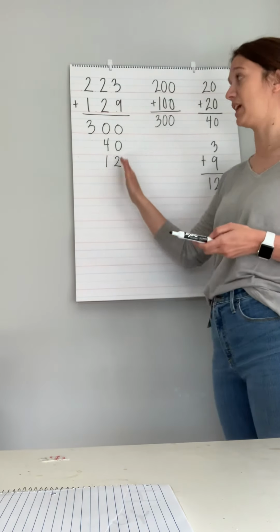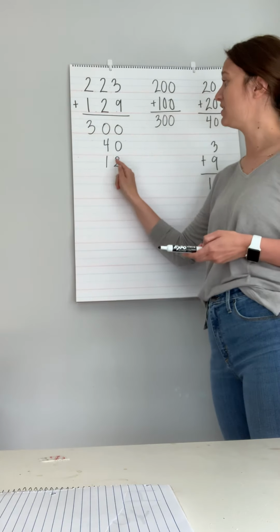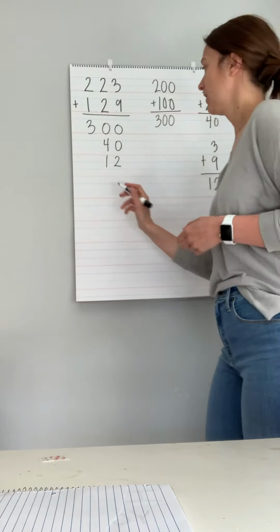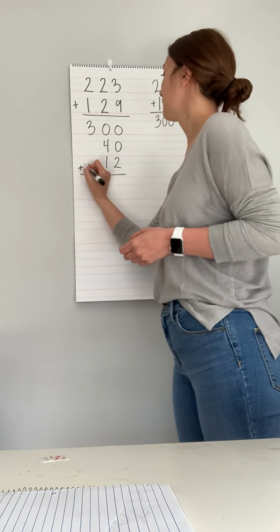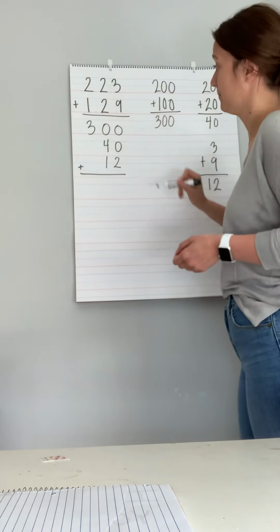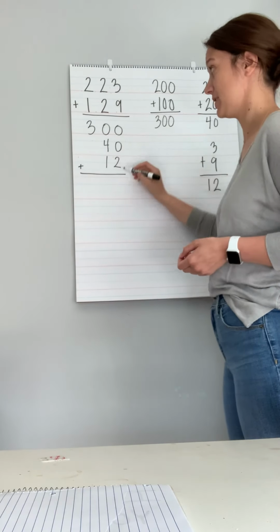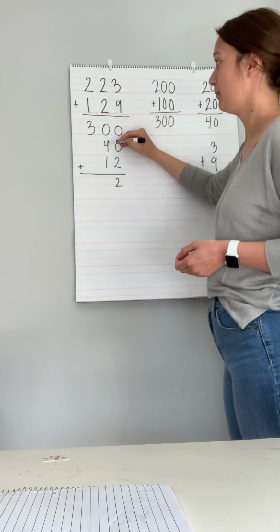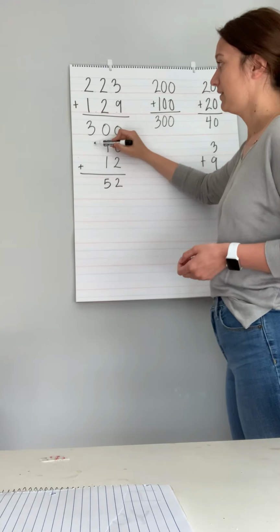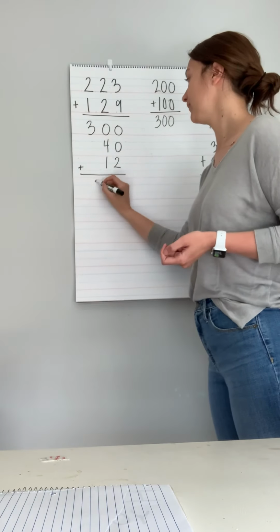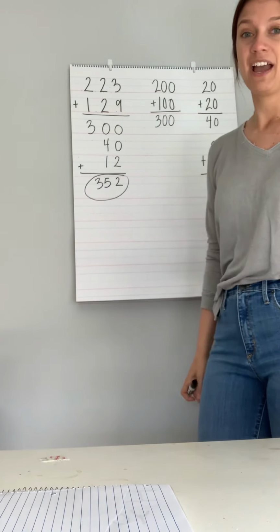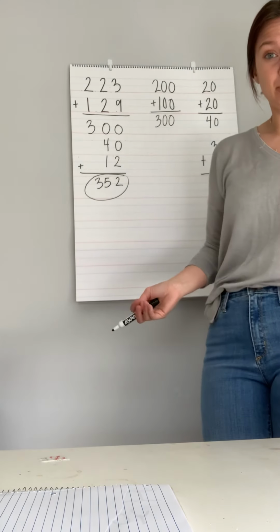It's important that you write these very neatly so that maybe this 2 isn't over here and this 1 is over here, because that would give you the wrong answer. So now I'm going to come back and I'm going to add these all together, and now I'm going to start in the ones. Here we go. 2 plus 0 equals 2. 0 plus 4 plus 1 equals 5. 3 plus nothing equals 3. I'm going to circle my answer. I got 352.